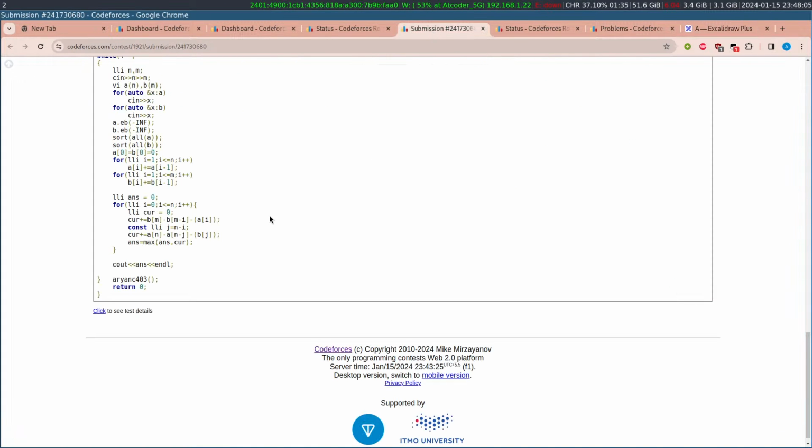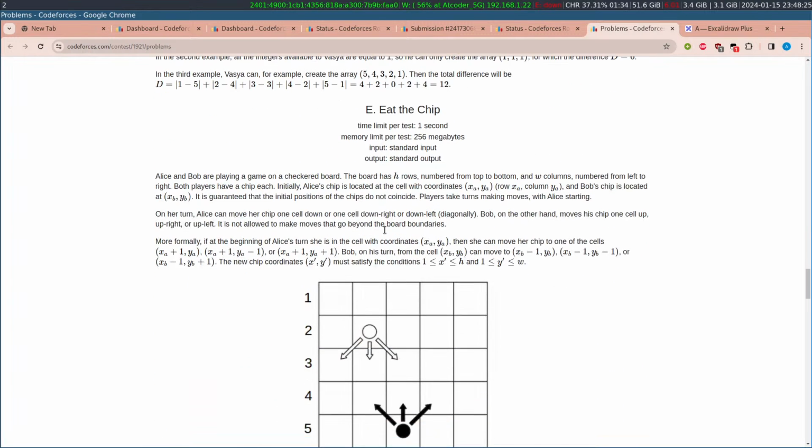And then I jumped onto the code for this one. So, any questions on this one? So in that case, I will move on to problem E.